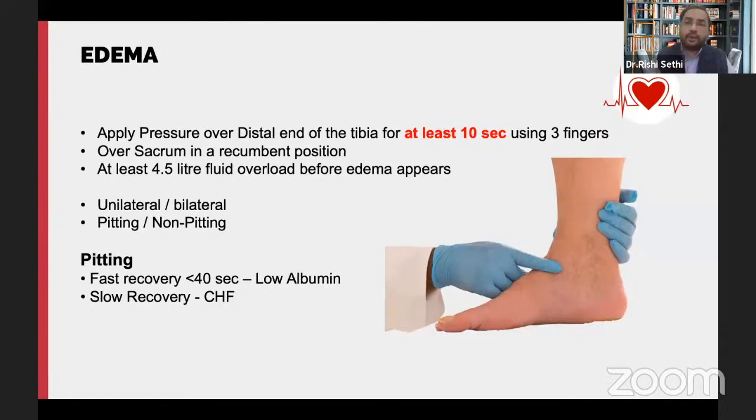You may go into another finesse of saying that it's a fast recovery pitting or a slow recovery pitting, which separates renal failure from CHF a little bit. Fast recovery, less than 40 seconds, of the pitting points to low albumin states like nephrotic syndrome, and slow recovery, more than 1 minute, of pitting points more towards congestive heart failure. So in edema, describe your edema as unilateral or bilateral, pitting or non-pitting, and you may try to gain some brownie points by saying fast recovery of pitting or slow recovery of pitting.